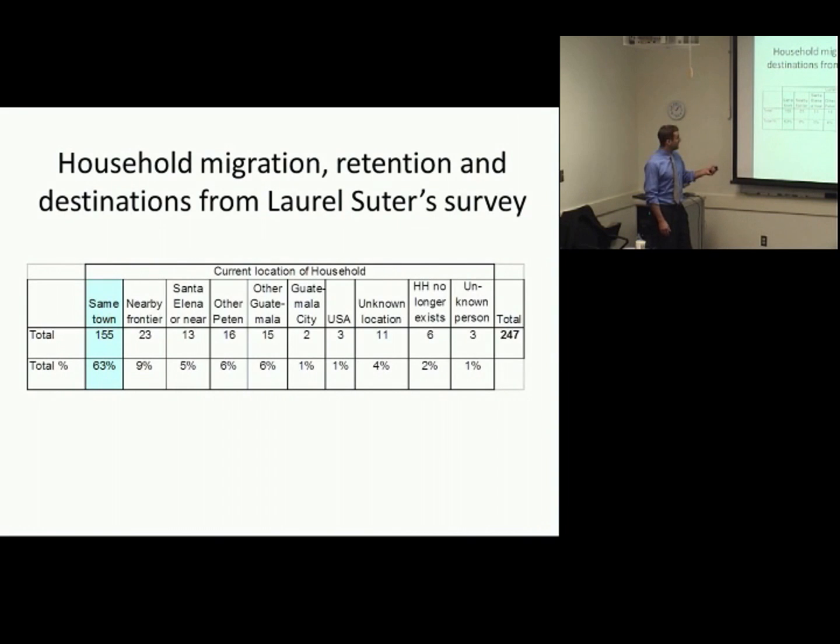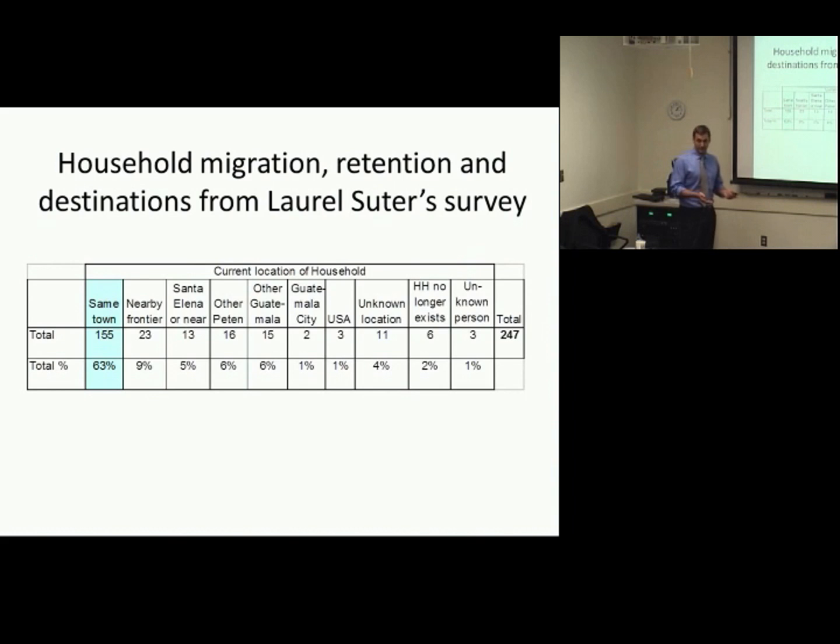And within 10 years, we see that there was quite a bit of mobility. Only about 62% of people remained in the same town, and about 10% had moved already to a new frontier within 10 years. That might sound like a small number, but when you consider that frontier migrants in Guatemala probably comprise far less than 1% of the population, we're seeing already a selection process for frontier migrants.